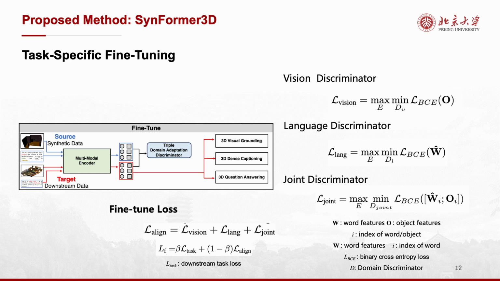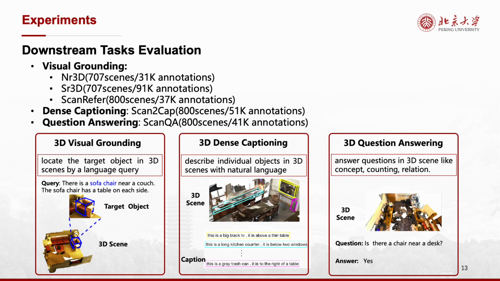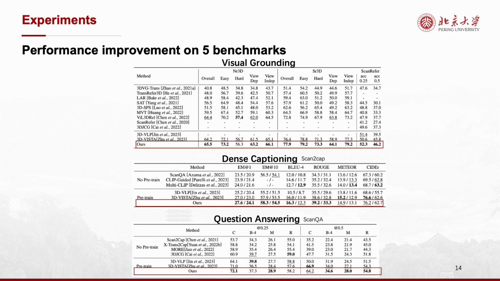The triple domain discriminator consists of three separate discriminators for vision, language and vision-language joint domains. The final fine-tuning objective combines the losses from the specific downstream task and synthetic-to-real domain adaptation. Our method was evaluated on 3D VL downstream tasks and 5 downstream benchmarks, including Nr3D, Sr3D, ScanRefer, Scan2Cap and ScanQA. Our method achieved performance improvement on 5 commonly used 3D vision language evaluation datasets.